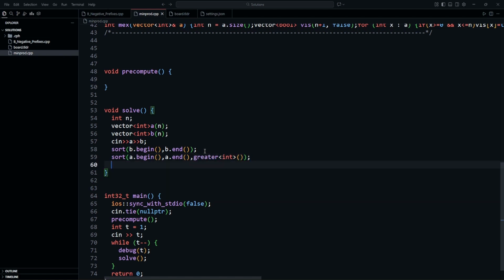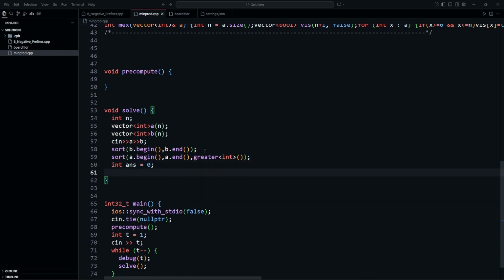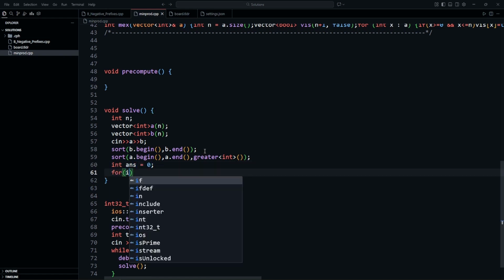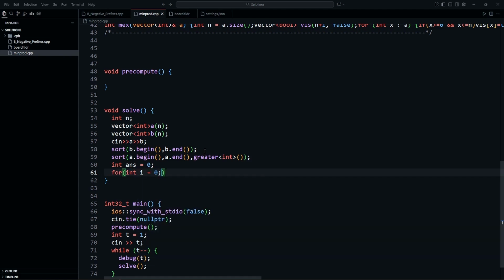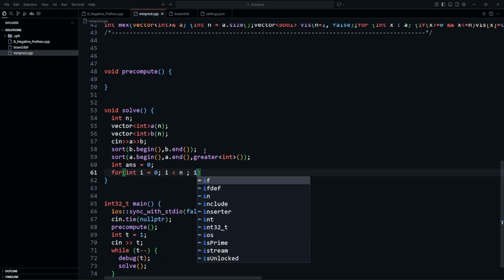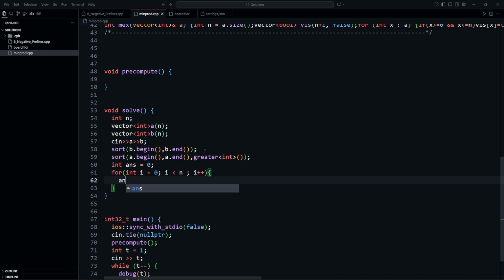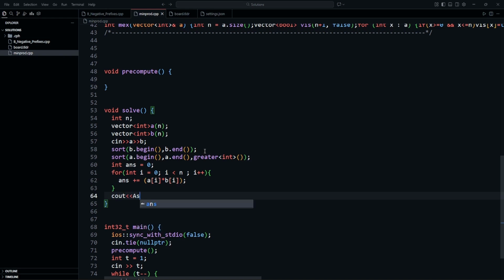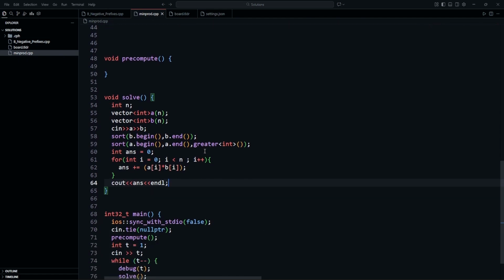Fine. And my minimum dot product would be int answer equal to 0. Then for int i equal to 0, i less than n, i plus plus, answer plus equal to ai multiplied by bi. Perfect. This is the exact logic.